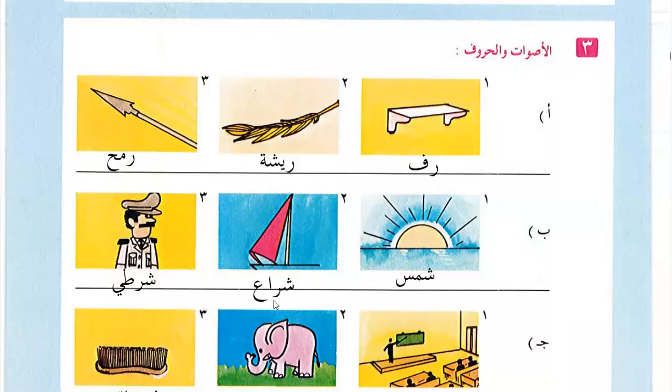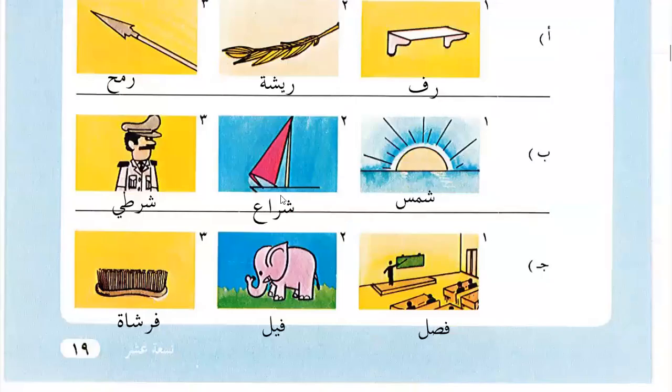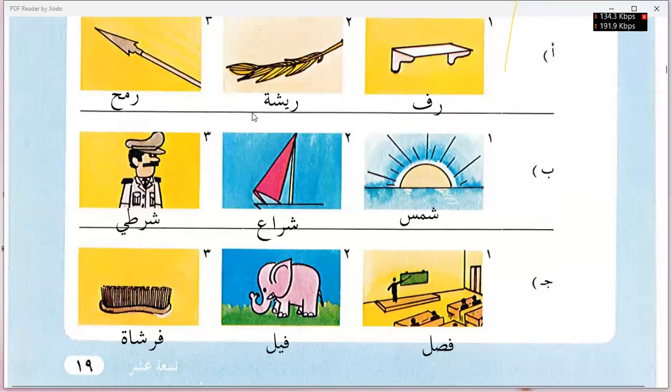Shira. Shira means sailing boat, the boat which runs with the air power. Shurta, policeman. Fasl, classroom. Faslun, classroom. Filun, elephant. Furshatun is a brush. Okay.